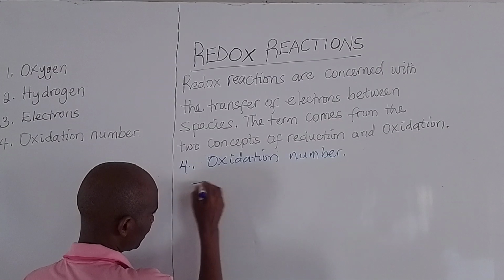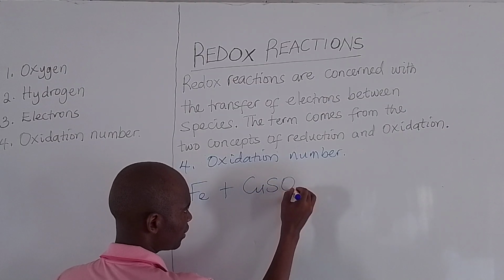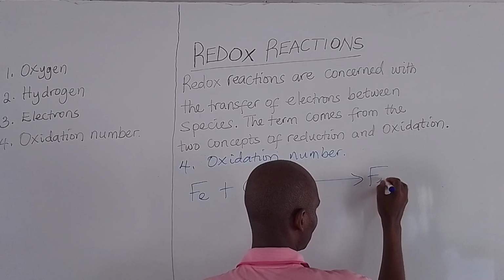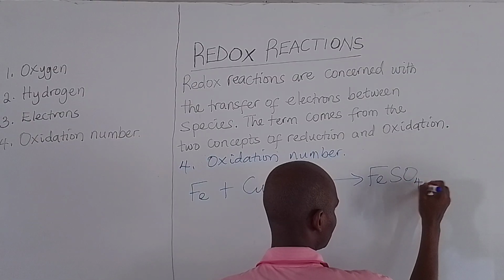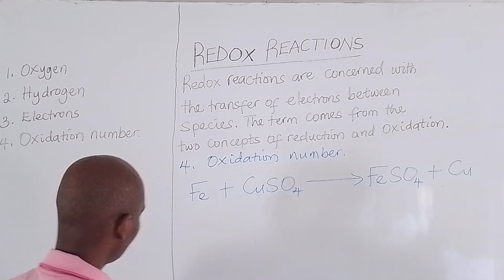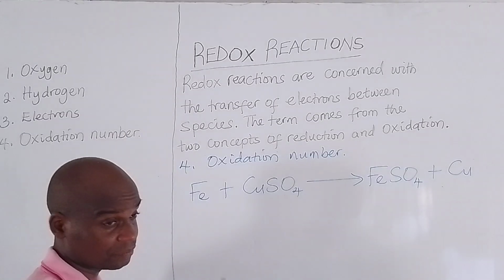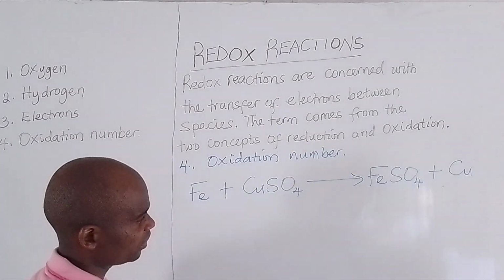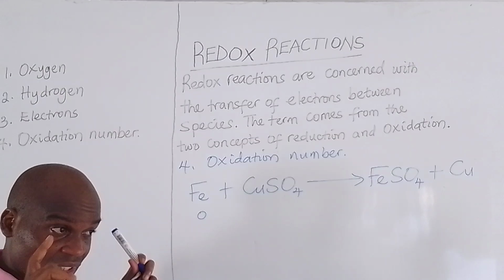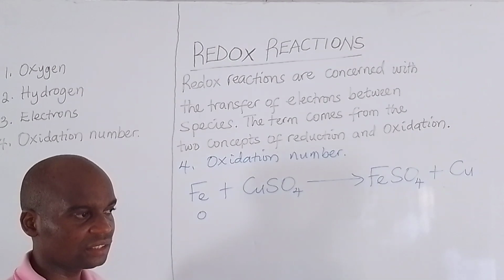For example, a reaction between iron and copper(II) tetraoxosulfate(VI) to give us iron(II) tetraoxosulfate(VI) and copper. Alright, let us see how we can use this reaction to explain the last definition. The oxidation number of iron here is 0. The oxidation number of a single element, an element in an uncombined state, is always 0.